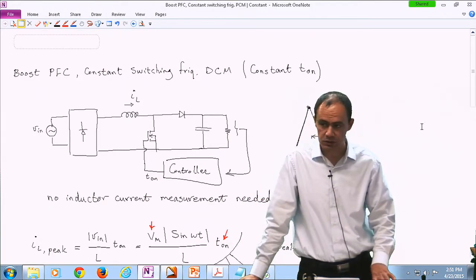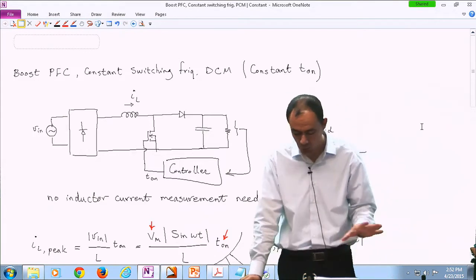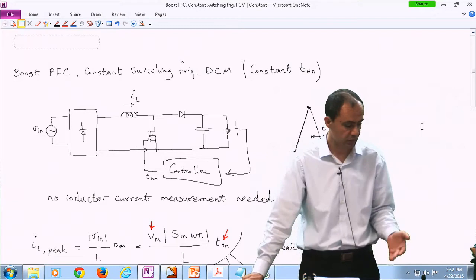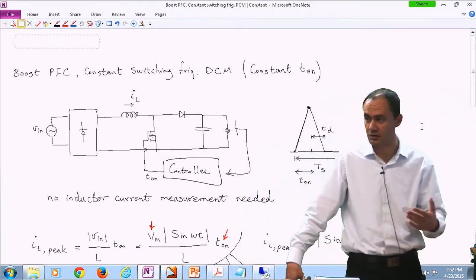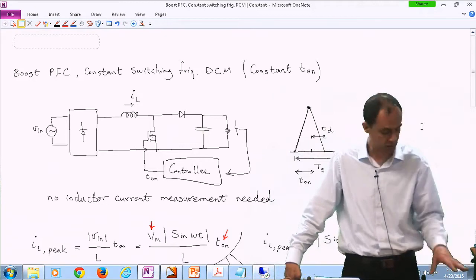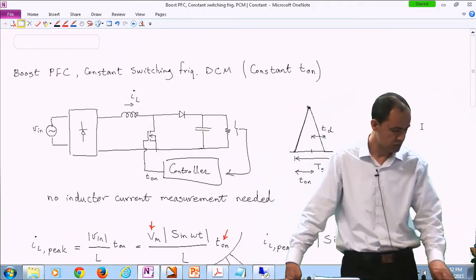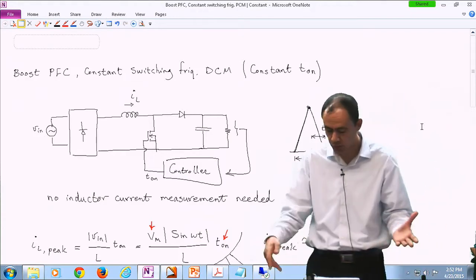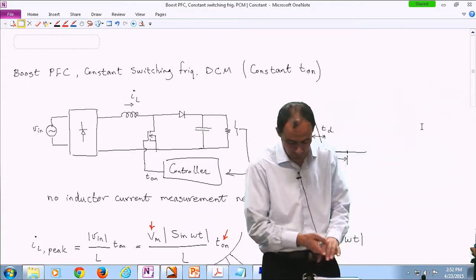Other questions? All right. So this was the simplest way of doing power factor correction. It's quite common for a variety of reasons. First, we don't even need to measure the inductor current, which is great. We don't need a current sensor. The control algorithm is very simple: just keep the on time of the switch constant. And you only have one switch and one diode. It's actually very, very simple.